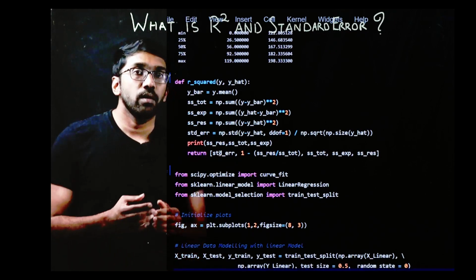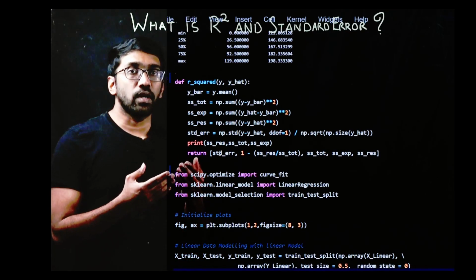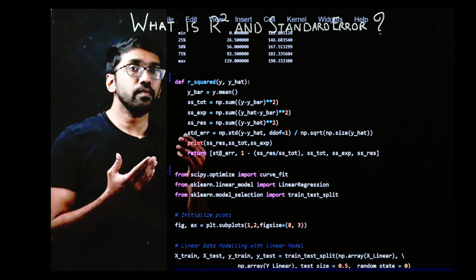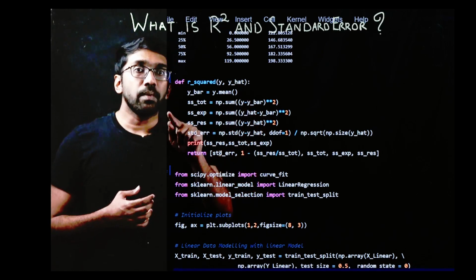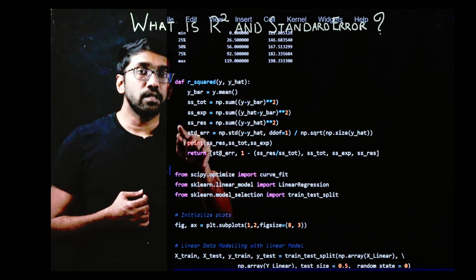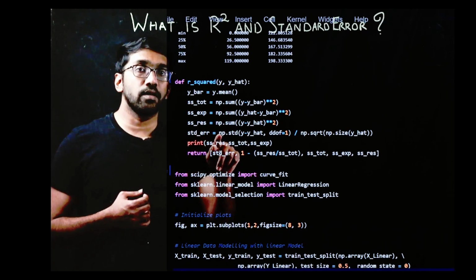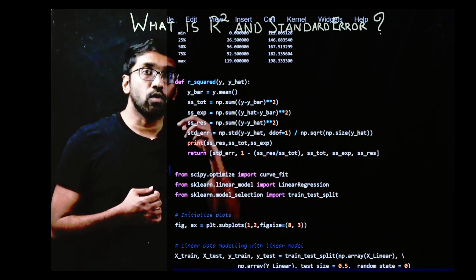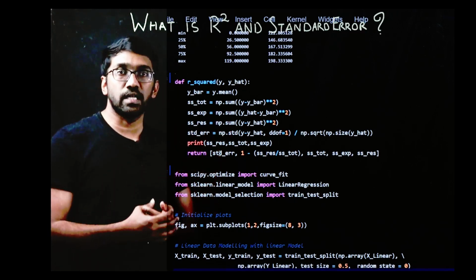Further, I'll define my function for estimating R-square and standard error. So here I am first estimating the mean value of the inputs. I'm calculating the total variance, the explained variance, the residual variance, and here I'm obtaining the standard error. I'm exporting all these values back to the calling function, and I'll be using this multiple times. That's why I define it as a function.